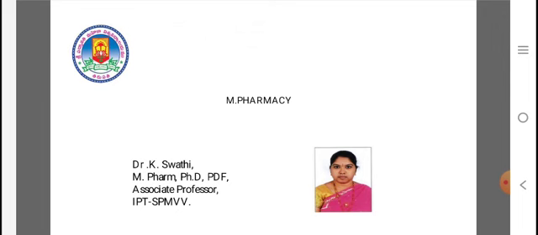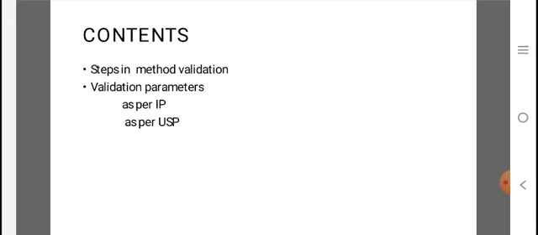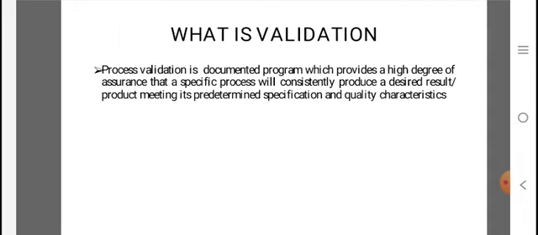So today's topic is Analytical Method Validation from Pharmaceutical Validation, M.Pharm first semester. Comprehensive steps in method validation, validation parameters as per IP, as per USP.